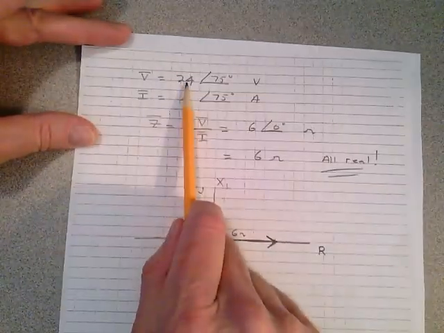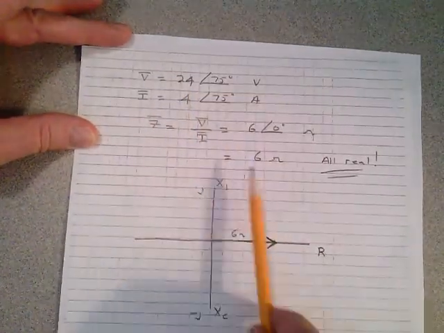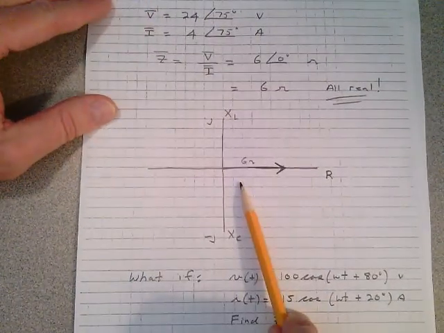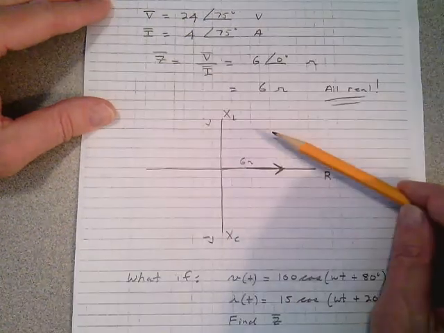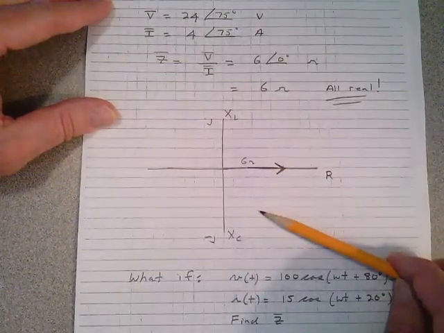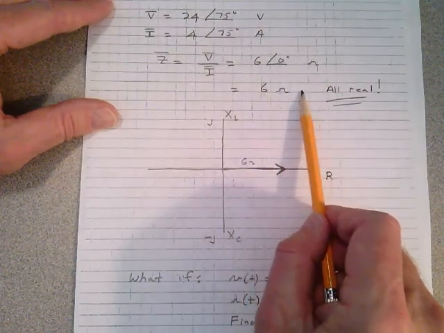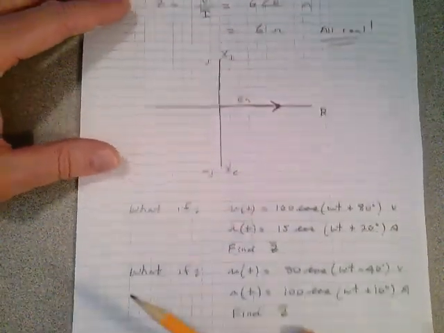There's V, there's I. Now I can do my math and I can see that's purely real. Here's the impedance diagram. There's no reactive component, either inductive reactive or capacitive reactive. It's all real. It's along this axis. It's 6 plus j0. You just show that as 6.